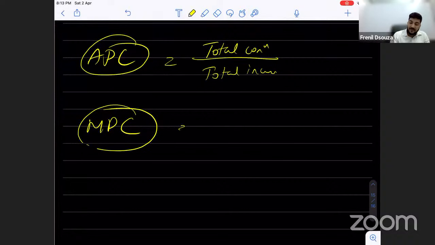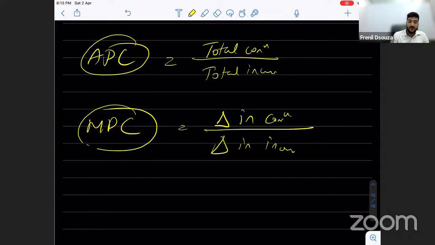And how do you calculate MPC? It is nothing but change in consumption. I'm going to use delta there. Change in consumption divided by change in income. So these are the formulas we learned for APC and MPC.